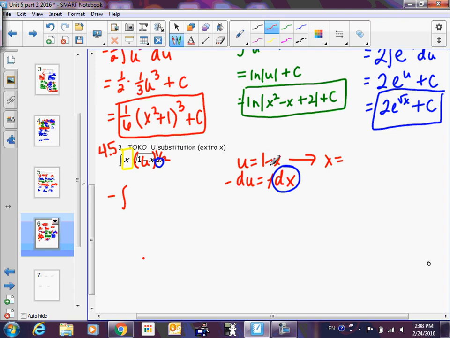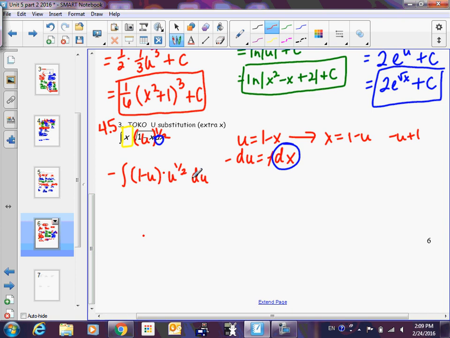If I get x by itself, 1 minus u, you could totally call it negative u plus 1. They mean the same thing. So in place of that x, I'm going to write 1 minus u. And then this is also my u to the 1/2. And then the dx gets replaced with du. We know that sometimes this is all you have to do. This was multiple choice or something.